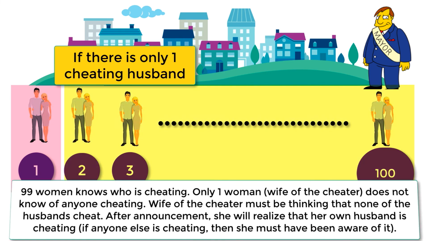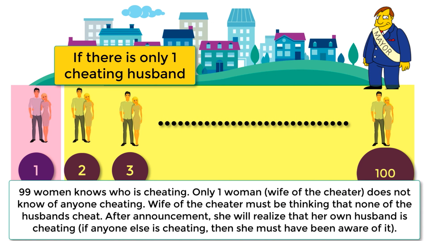In this situation, there will be 99 women who know exactly who the cheater is. The one remaining woman who is being cheated on would have assumed there are no cheaters. But now that the mayor has confirmed that there is at least one cheater, she realizes that her own husband must be cheating on her. So her husband gets executed on the day of the announcement. This is what happens if there is only one cheating husband in the town.